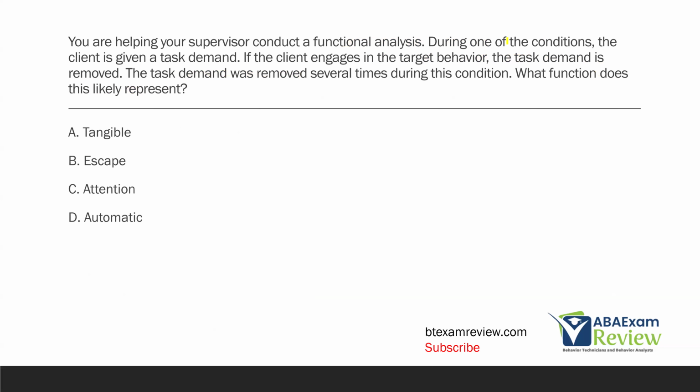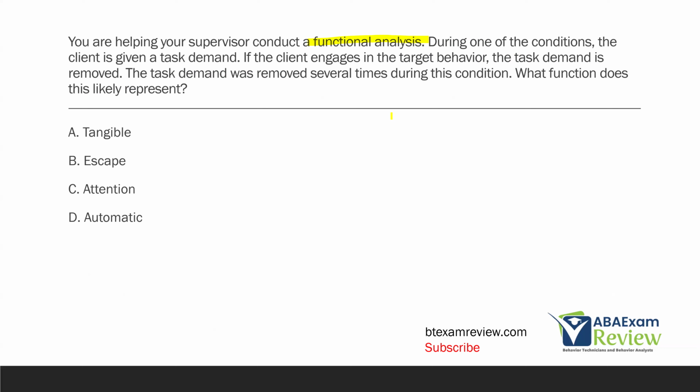You're helping your supervisor conduct a functional analysis. During one of the conditions, the client is given a task demand. If the client engages in the target behavior, the task demand is removed. The task demand was removed several times during this condition. What function does this likely represent? Now, it seems like a difficult question on the surface because first, right, we're talking about functional analyses. And as an RBT, or behavior technician, you're going to be assisting sometimes in functional analyses. And all a functional analysis is a manipulation of antecedents and consequences to determine function. The ultimate goal of the functional analysis is to determine the function. It's the best way to determine the function.